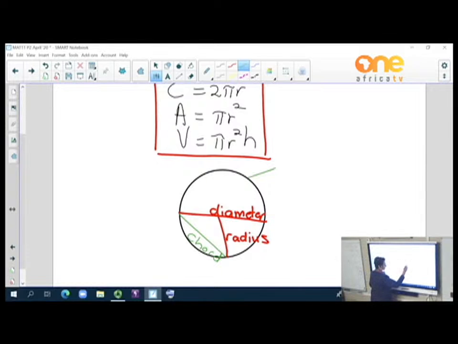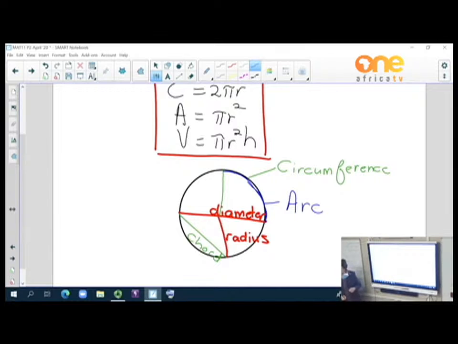Obviously, this part is the circumference. And what we're going to look at now is this length. Part of the circumference, can you see that blue part, is what we call the arc. That's the arc length. And this is what we're going to learn today, how to calculate that arc length there. Then this part is called a sector.